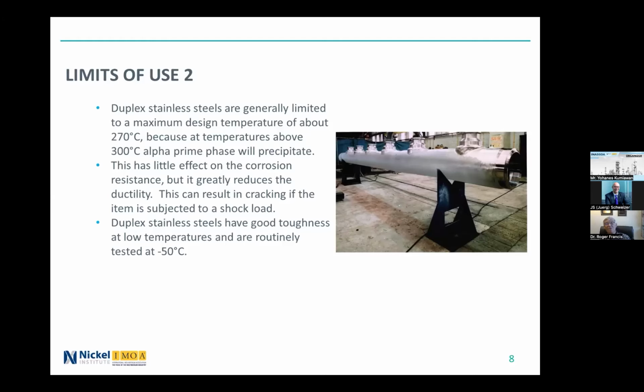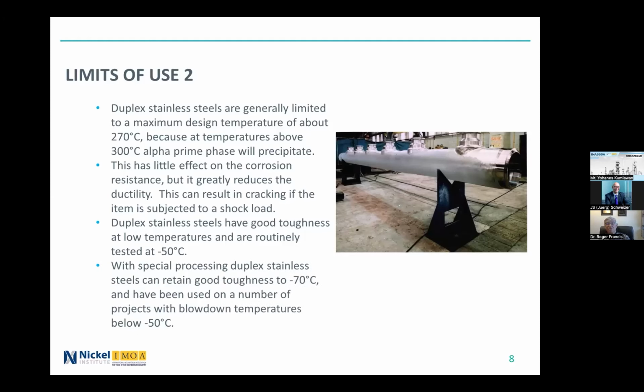And duplex stainless steels have good toughness at low temperatures, and they're routinely tested at -50 degrees centigrade. With special processing, duplex stainless steels can retain good toughness down to -70 degrees centigrade, and they have been used on a number of projects with blowdown temperatures well below -50 degrees centigrade with great success.